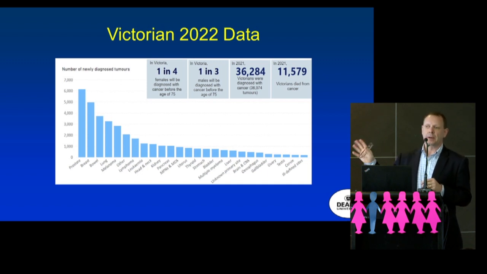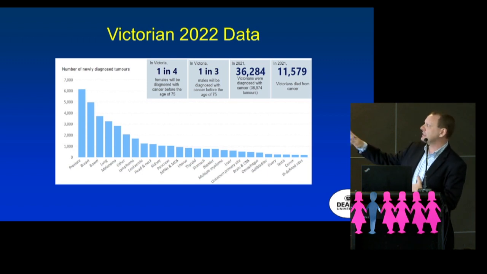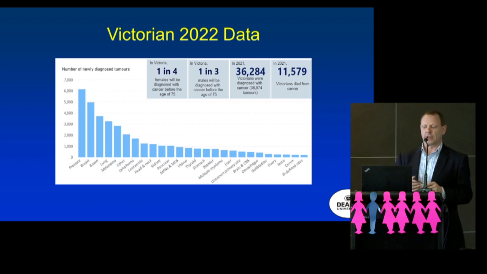We get the data about 6 or 8 weeks afterwards. And that's sped up, particularly with COVID. It was one of their COVID plans to keep up with the cancers. So this is the data from last year in Victoria, and this is the league table of cancers.